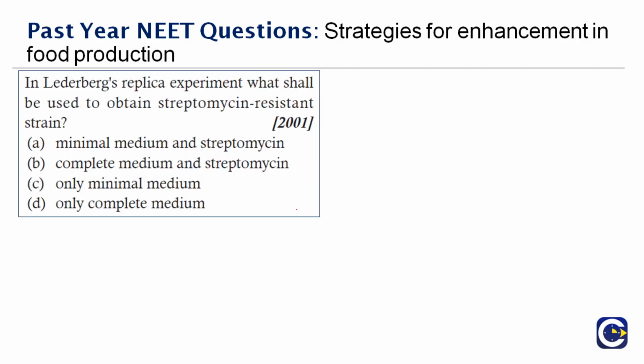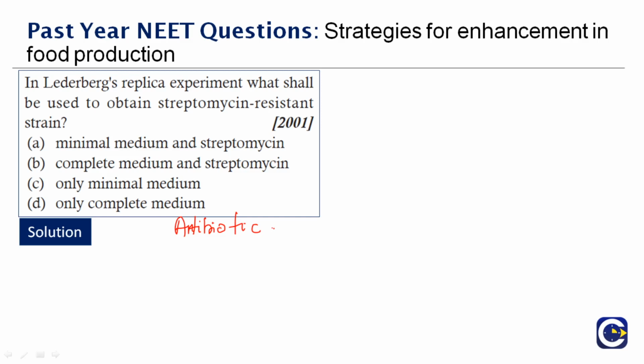Next question here. In Lederberg's replica plating experiment, what shall be used to obtain the streptomycin resistant strain? What is streptomycin? It's actually an antibiotic, right? The combination allows us to select the streptomycin resistant strains, and non-resistant strains would die on the medium consisting of the antibiotic streptomycin. So in this experiment, when you have the medium, the ones which can survive it will grow, and the ones which cannot survive will not grow. That is, the combination allows us to select the streptomycin resistant strains.